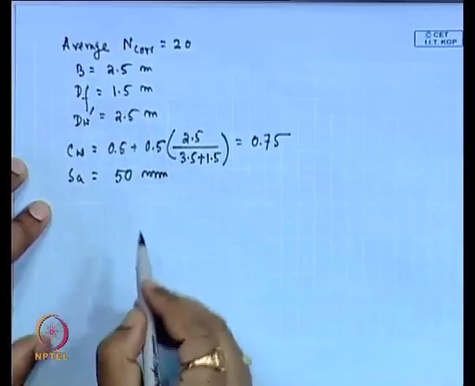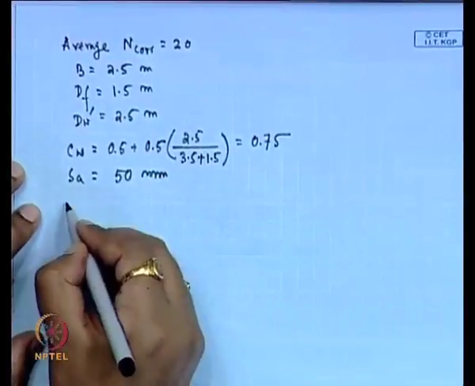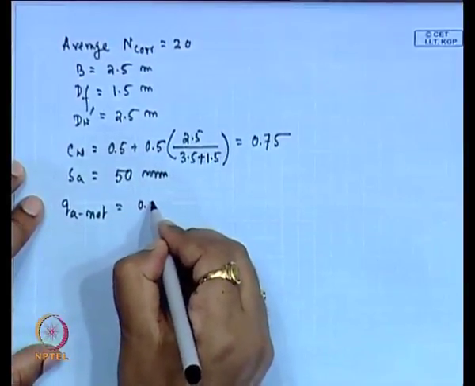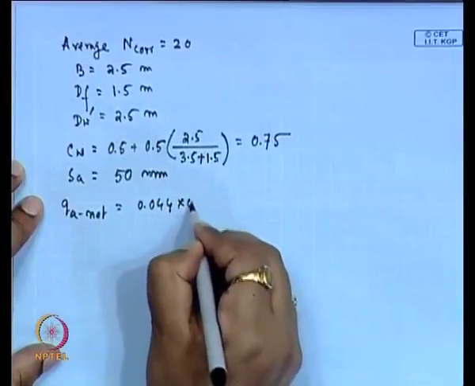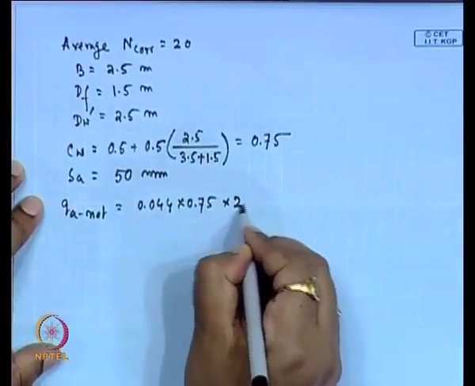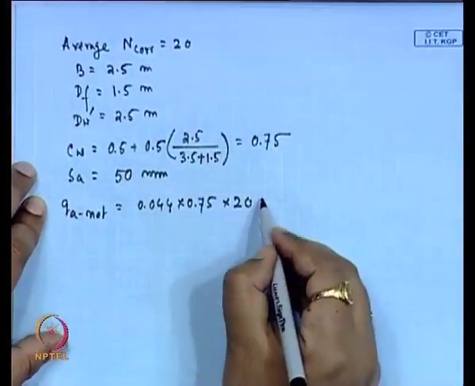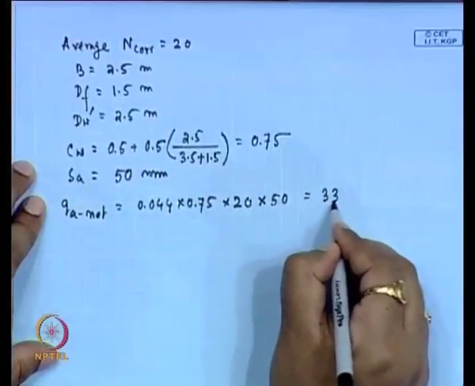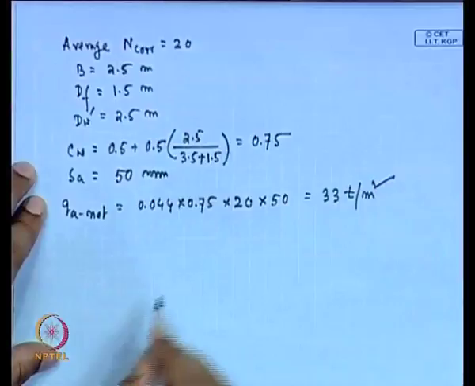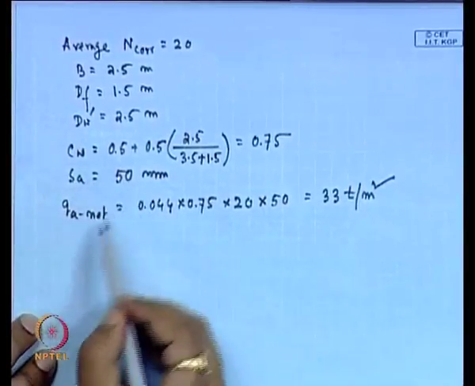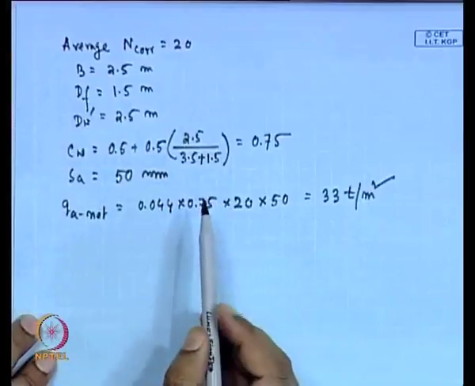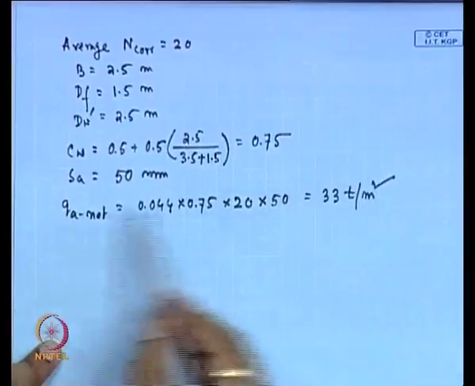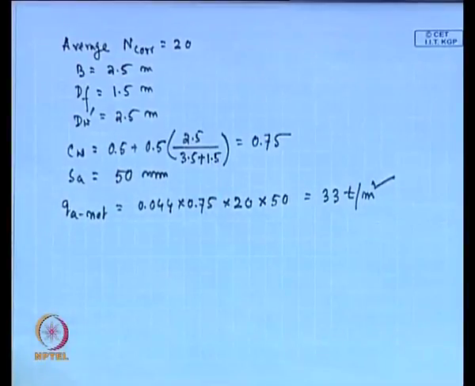So, now what would be the net allowable bearing capacity of the soil? By this expression, the net allowable bearing capacity of the soil is 0.044 into 0.75 into 20, the average N value corrected, into 50, the permissible settlement. So, this is 33 ton per meter square. So, if we know the permissible settlement and the other dimensions, water table position and N value, that means the SPT value, then we can calculate the net allowable bearing capacity of the soil by using this type of expression also.